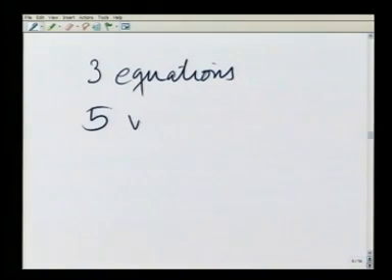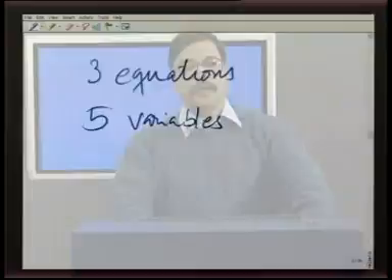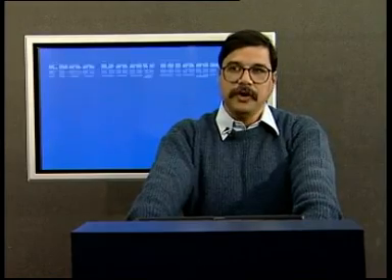On the other hand, I have only 3 equations. So, I have 3 equations and 5 variables. Obviously, with this I cannot solve the problem. Where do I get the 2 other equations from?